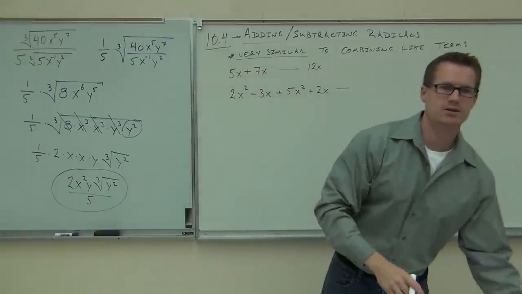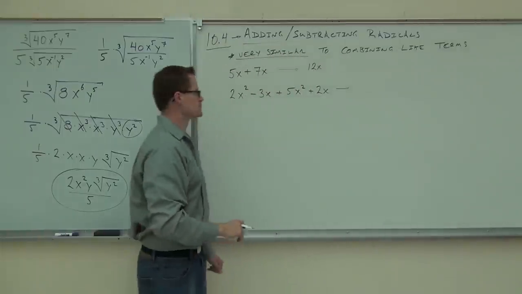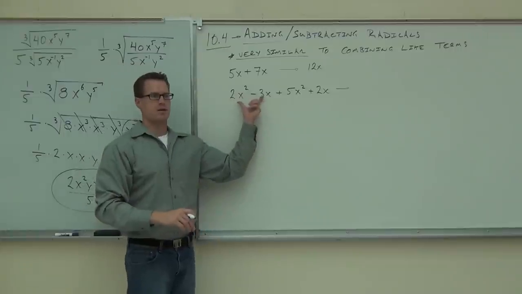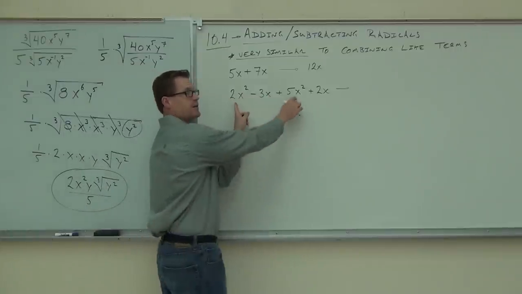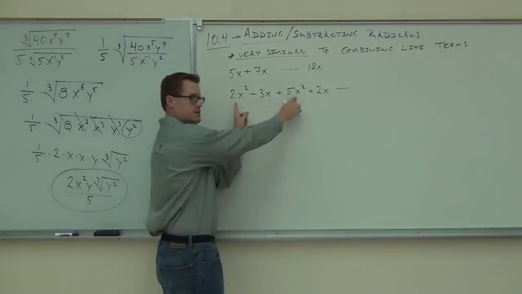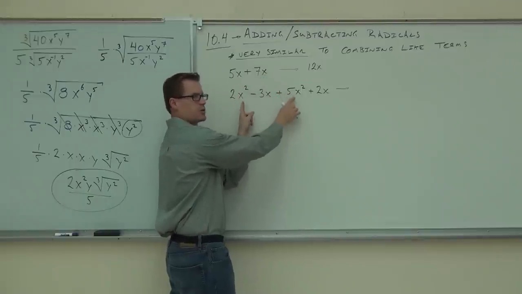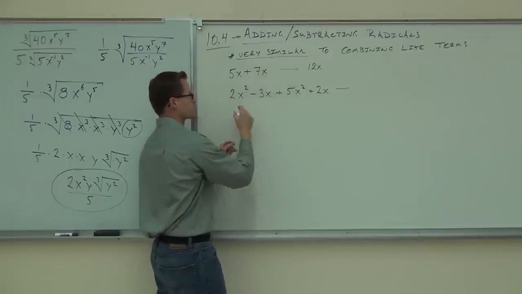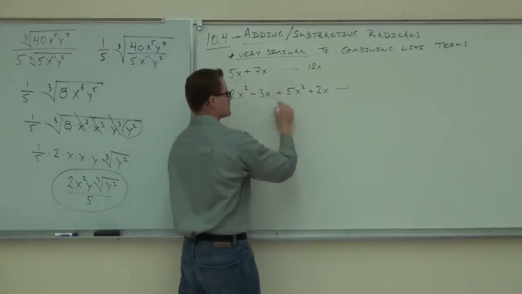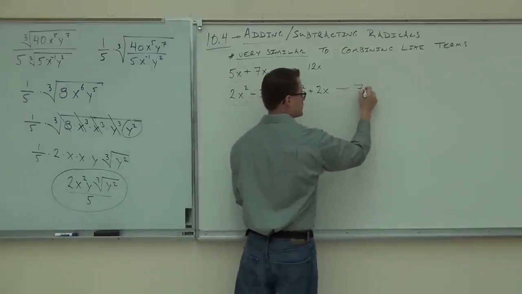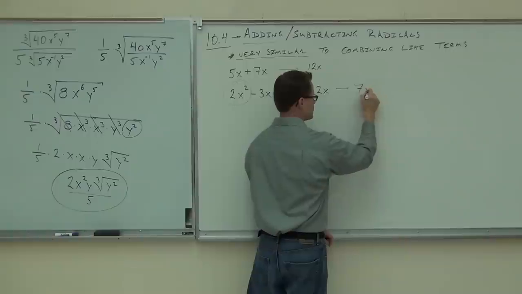How about that one? Do I have any like terms to combine there? Are these like terms? Can I combine those? No. But I can combine these. What's the difference? They both have x's squared. So not only are we talking about the same variable, we're talking about the same variable with the same exponent. So here we combine these and get seven what? X squared. Good.